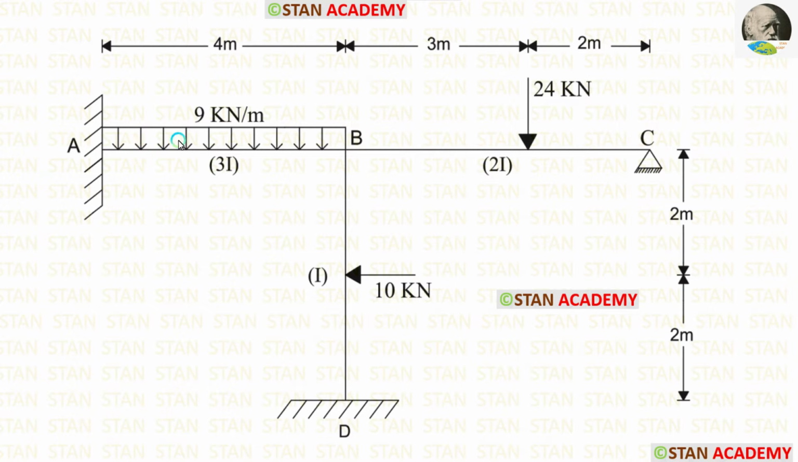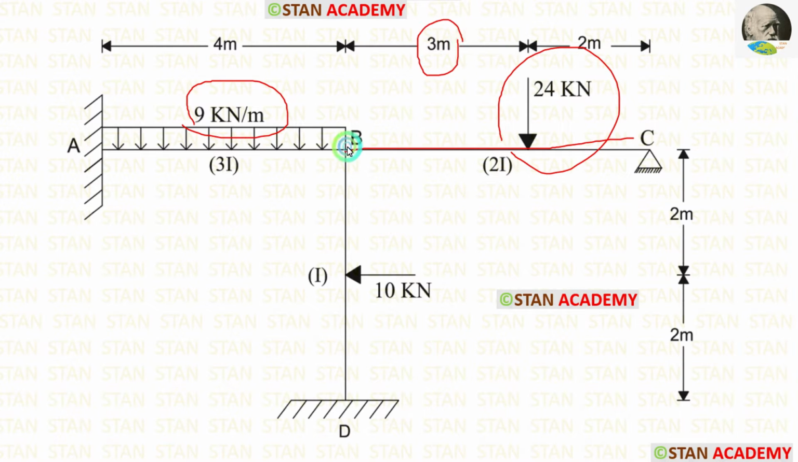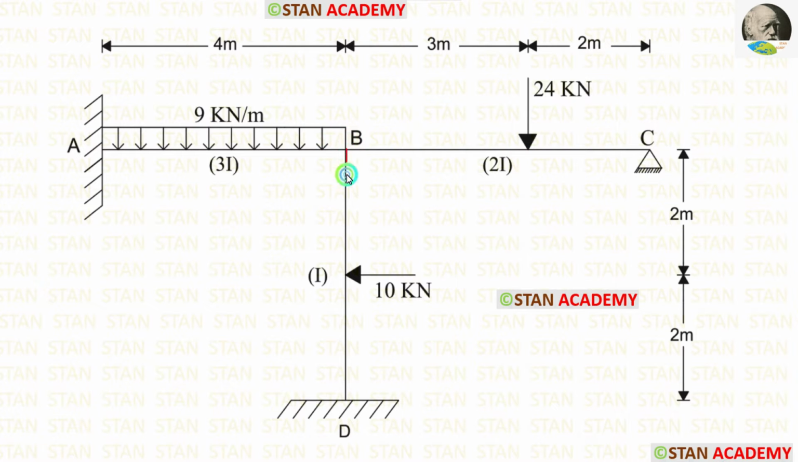In the span AB, we have a uniformly distributed load 9 kN per meter acting for the full span. In the span BC, there is a point load 24 kN acting at a distance of 3 meter from the point B. In the vertical member BD, we have a point load 10 kN. It is acting in the center.